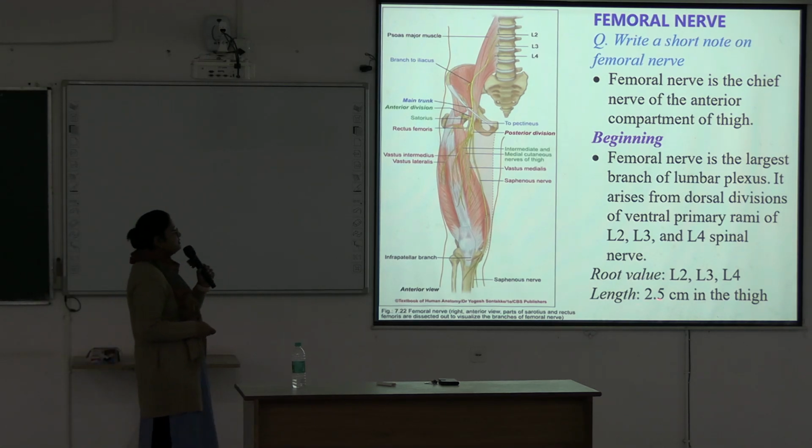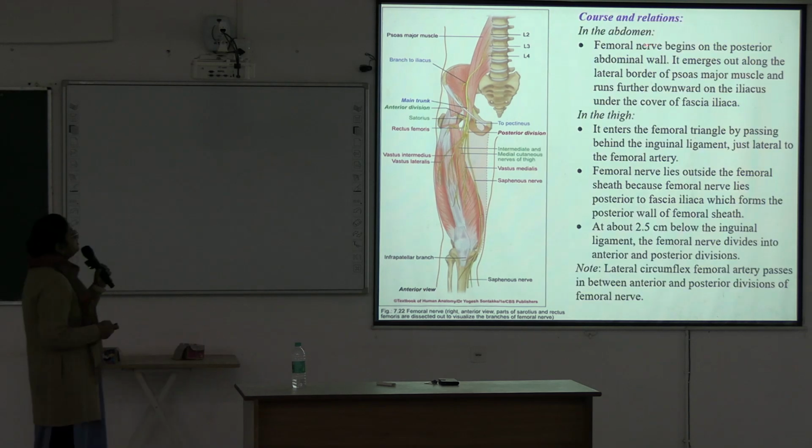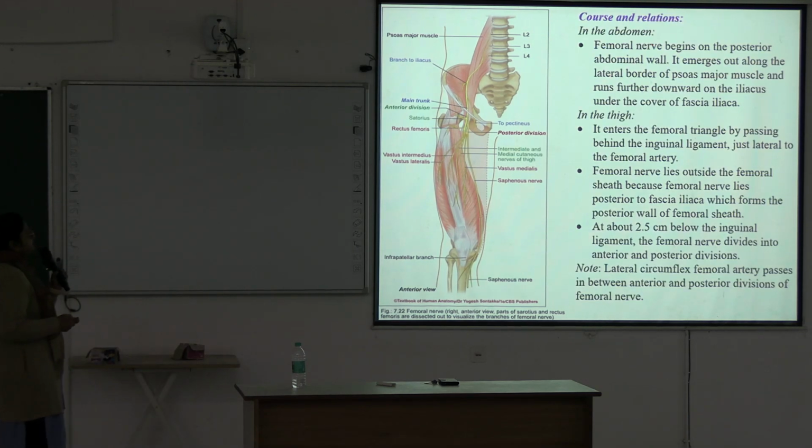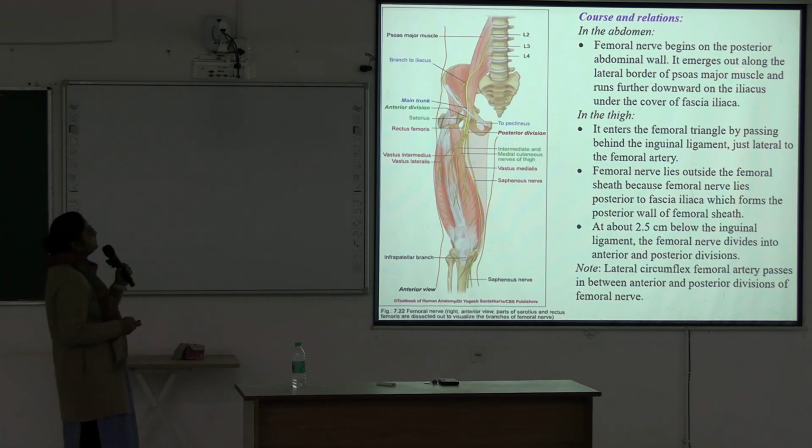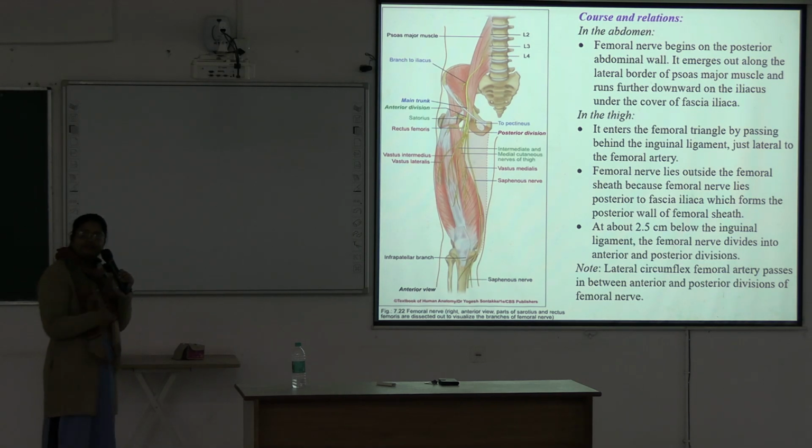Length is 2.5 centimeter in the thigh. So this is the course and relation. In the abdomen, it begins on the posterior abdominal wall, emerges out along the lateral border of psoas major muscle and runs further downward on the iliacus under the cover of fascia iliaca. Okay, emerges out along the lateral border of psoas major. This point is important during identification of femoral nerve in posterior abdominal wall dissection.